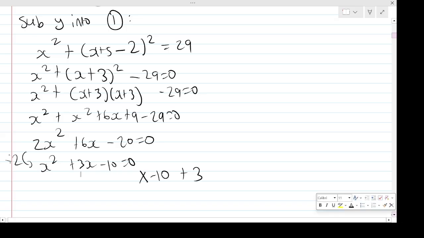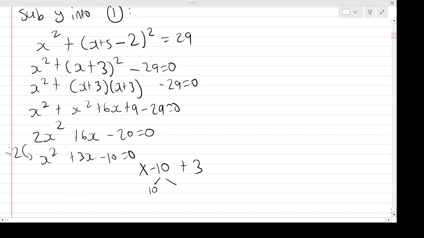To work that out, just consider the factors of 10. Ignore any negatives, just consider 10. So you either have 10 and 1. Does that add or take away to get 3? No. What about 5 and 2? Yes, because I can recognise 5 take away 2 gets me 3. Well then, I need them to multiply to get negative 10, so one of them has to be negative, the 5 or the 2. But I need to add to get positive 3, so the lower number needs to be negative, because then 5 take away 2 would be 3, and they multiply to get minus 10.